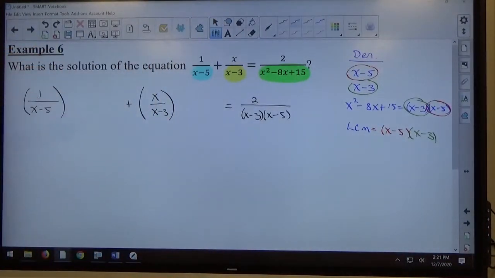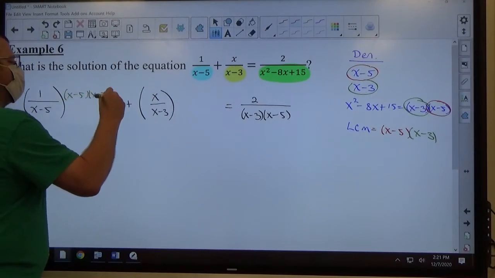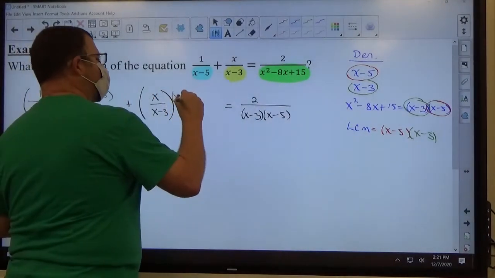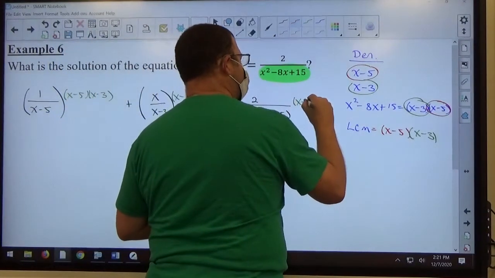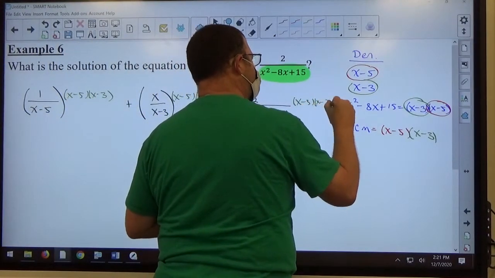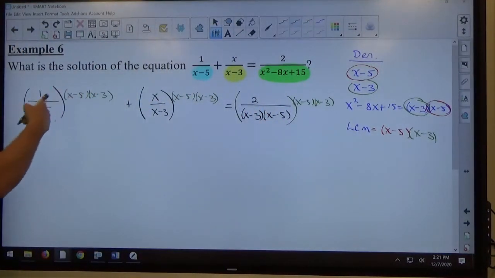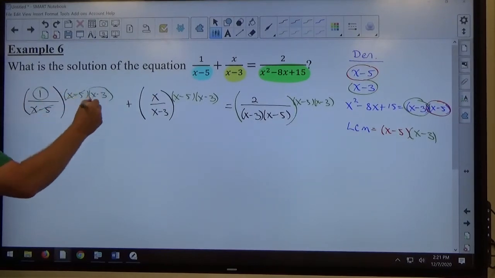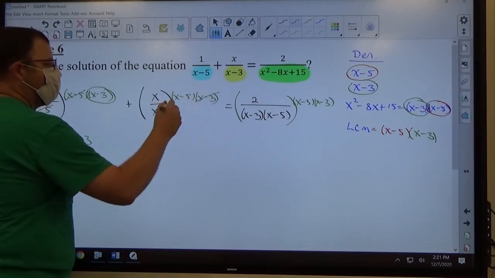Again, my least common denominator, x minus 5 times x minus 3, that's the object I'm going to multiply each and every term by. So x minus 5 times x minus 3 times the first fraction, x minus 5 times x minus 3 times the second fraction, x minus 5 times x minus 3 times the third fraction. Cancel things that cancel. Multiply the results, 1 times x minus 3. x minus 3 cancels x minus 3.